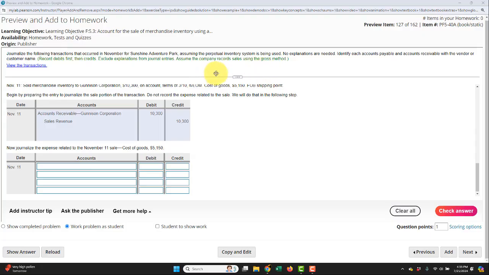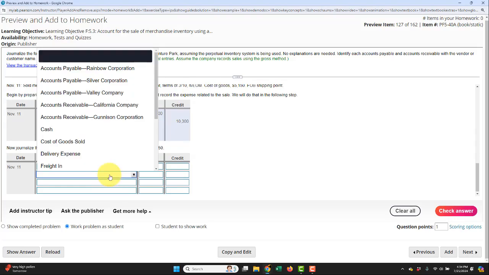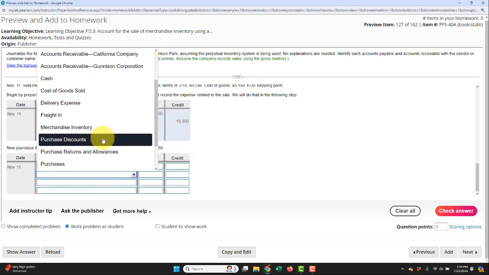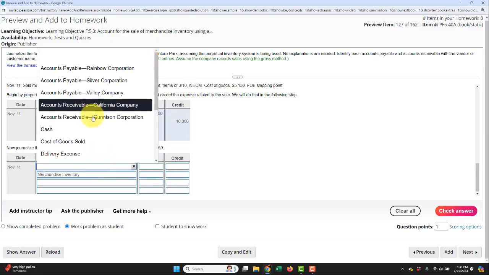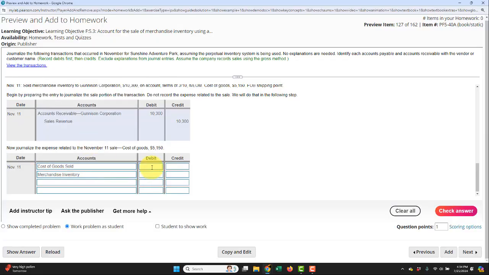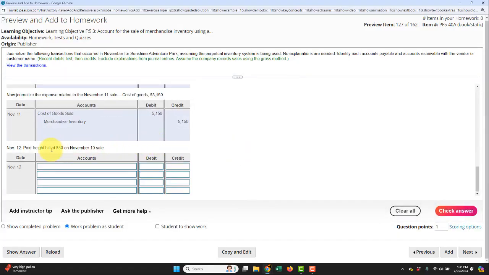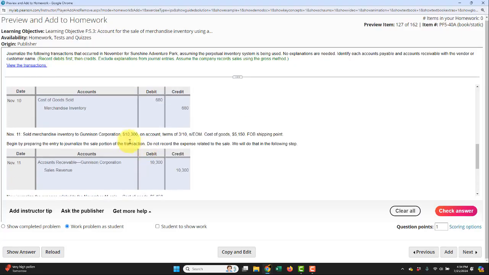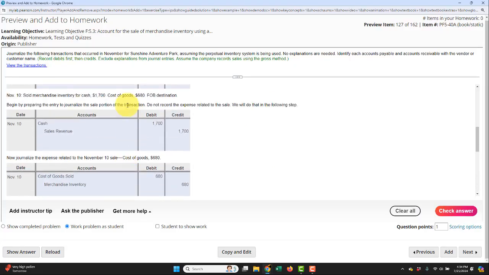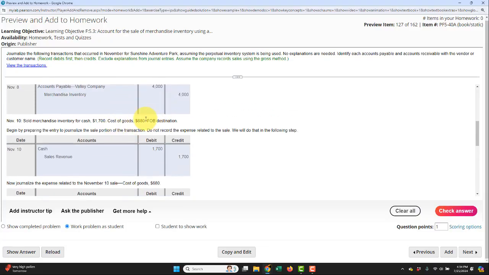Okay, so now we're just going to account for the cost of goods sold similarly to what we did before. So we will be crediting merchandise inventory and debiting cost of goods sold. And then you can see we're paying the freight bill on this November 10th sale. So if we look back here, you can see that we sold these and the shipping terms were FOB destination.